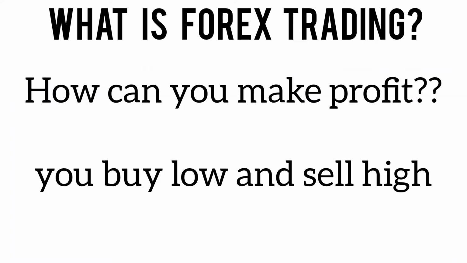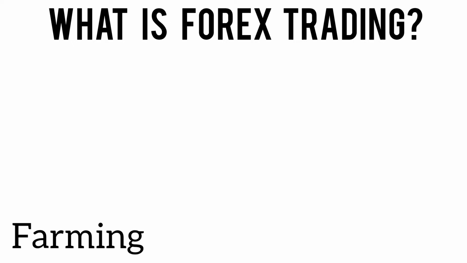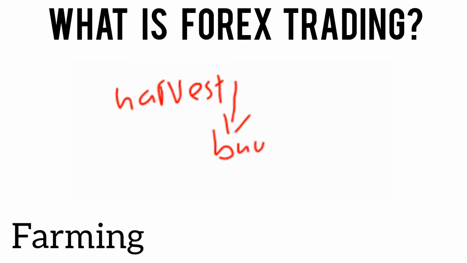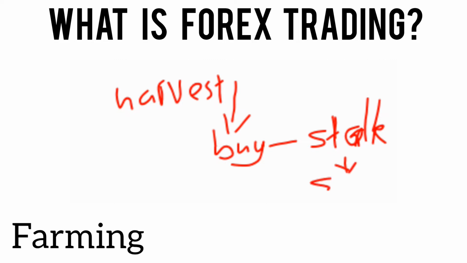So where do the profits come from? The traders buy these currencies at a lower price and sell these currencies at a higher price. I can relate this to farming. Let's say, for example, during the harvesting time of maize, everyone might have maize and the price of maize is going to be low. That is when you buy the maize crops, then stock it. So when the summertime comes, everyone might have sold these maize crops and the price of maize is going to rise. That is when you sell the maize.